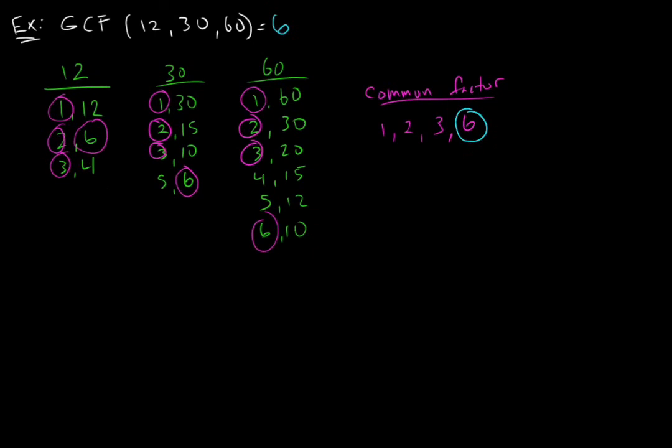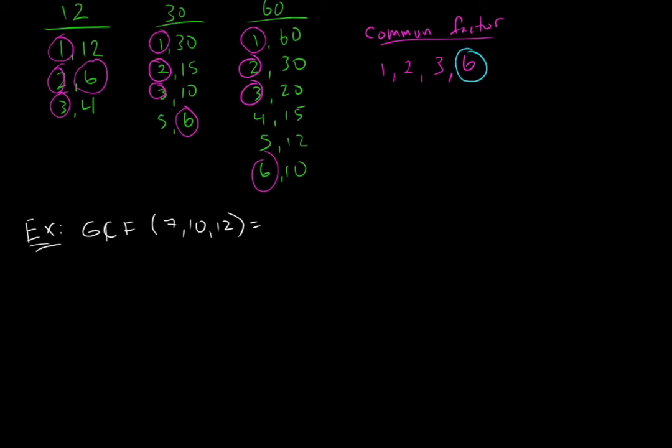In this case, again, this is GCF of 3 numbers. Okay, so example, GCF of 7, 10, and 12. So let's list out the factors of these 3 numbers to get started. So 7, 1 and 7. 10, well actually we go in order, 1 and 10, 2 and 5. For 12, 1 and 12, 2 and 6, 3 and 4.